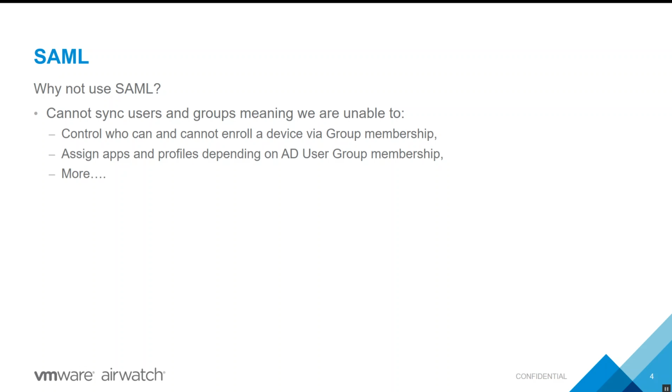So first question is, why don't we use SAML? Well, we can't sync users and groups using SAML. We just make a call to the system to say, is this user valid? And that'll add some basic information to AirWatch. So that means we can't restrict deployments of profiles and applications based on user group membership, for example, in the Active Directory. And we can't control via group membership who can and can't enroll devices.